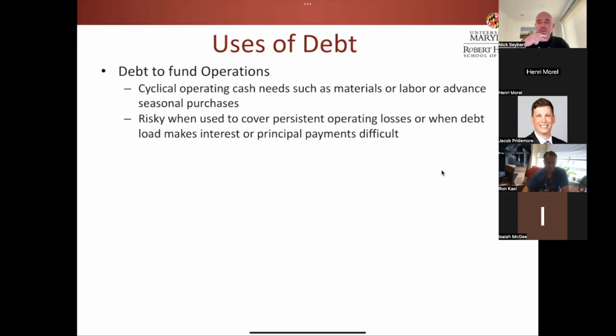And so you might use debt to fund operations. That's what we were just talking about with the operating cycle. You can't be sitting there without cash, so you need some level of external financing. It could be equity, it could be debt.